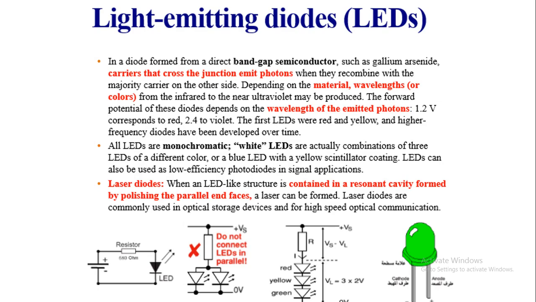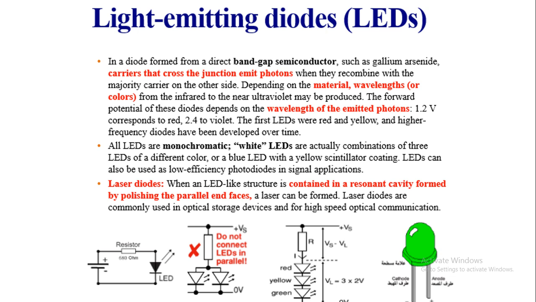The light emitting diode is the reverse of the photodiode. In a light emitting diode, we apply voltage across the diode and we obtain light from it. We get different light with different wavelengths according to the voltage and the materials used.